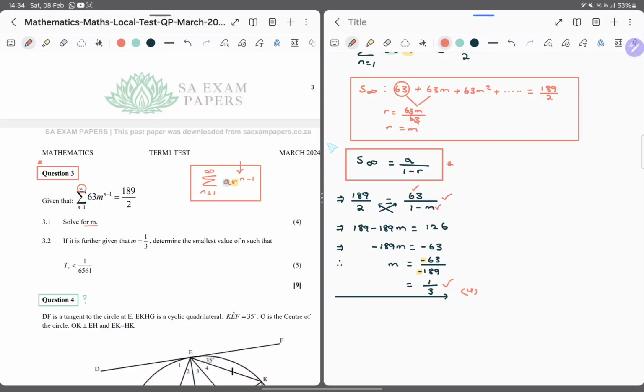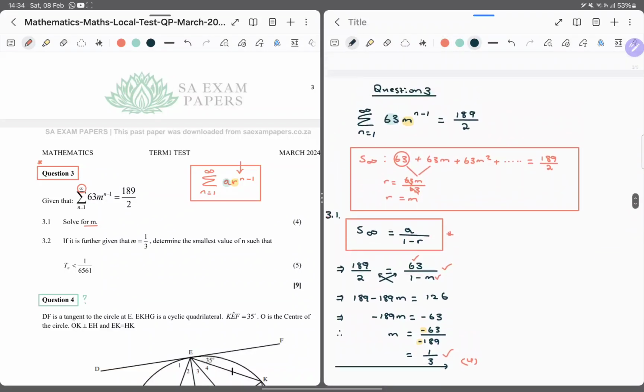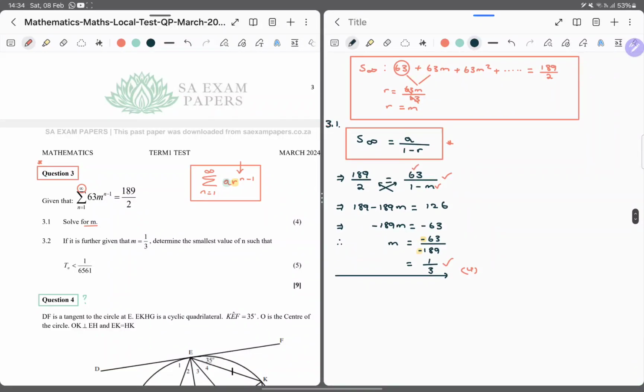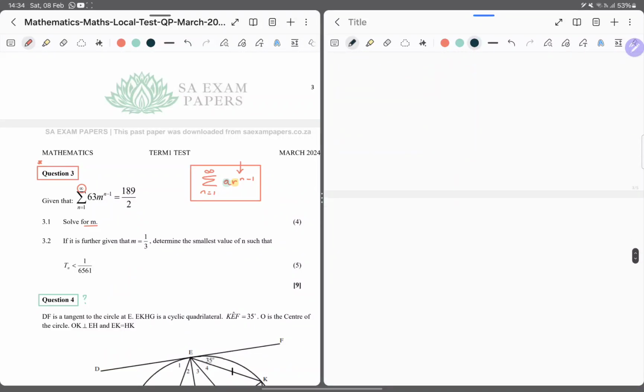So this was 3.1. Unfortunately, I forgot to label. Again, this is a bad thing because I need to show you guys how to get your job done. So 3.2, I say baby. If it is further given that m is a third, C confirms our answer.